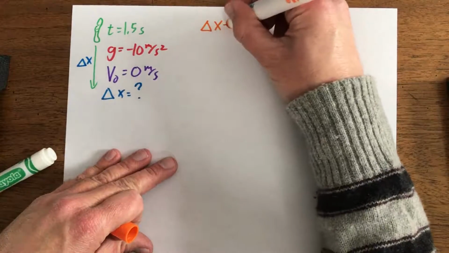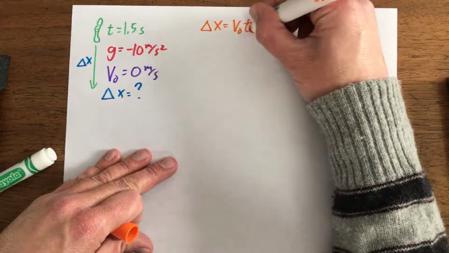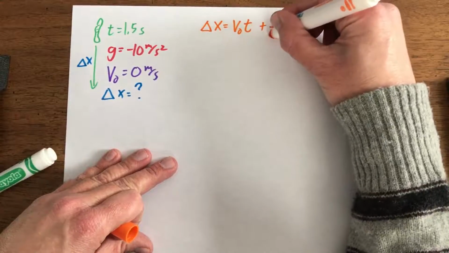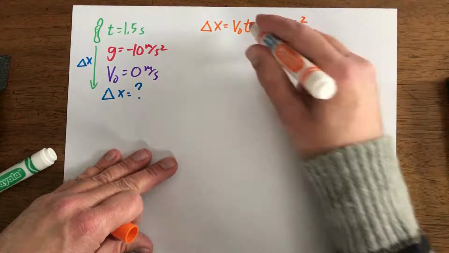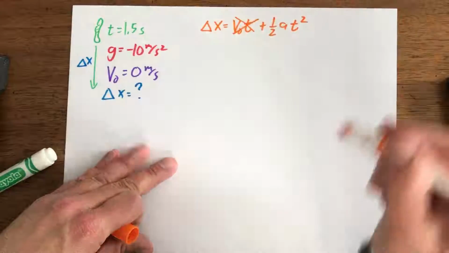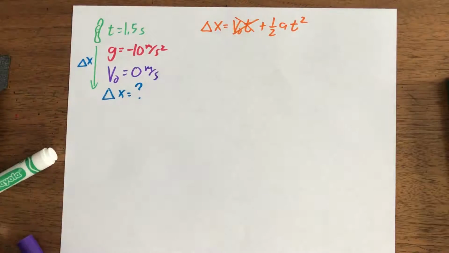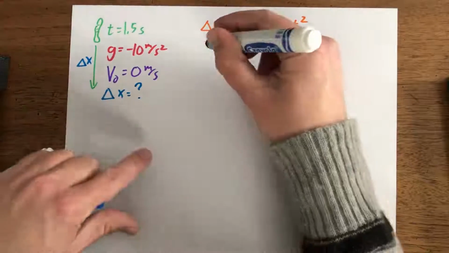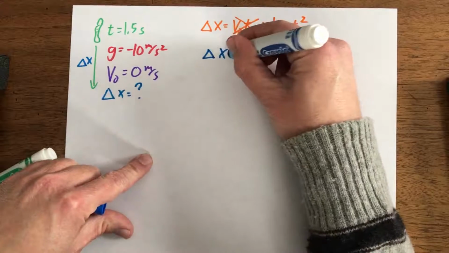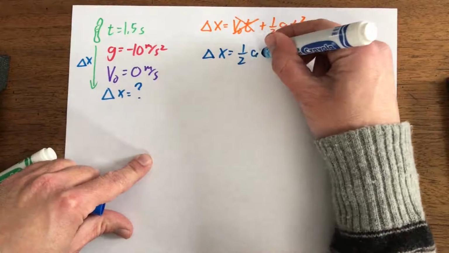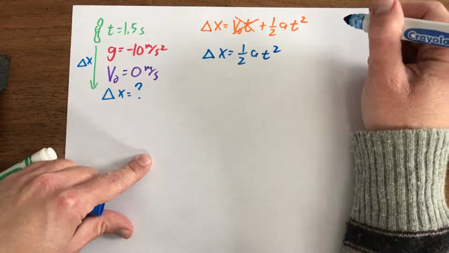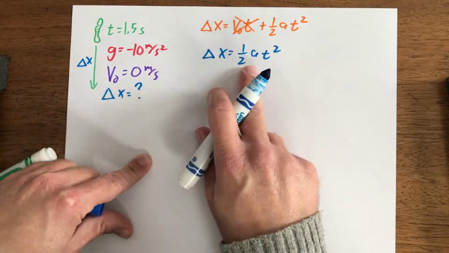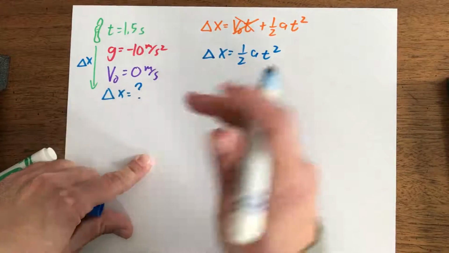So the displacement is equal to the initial velocity times time plus 1/2 times acceleration times time squared. Now there is no initial velocity, so that whole term right there just drops out. And so we're left with this simplified equation. The displacement is 1/2 times the acceleration times time squared. So this time, I'm going to go ahead and rearrange it first, then plug in numbers.